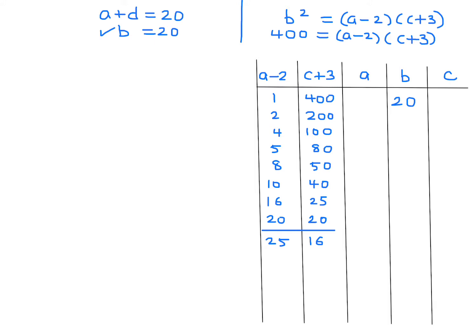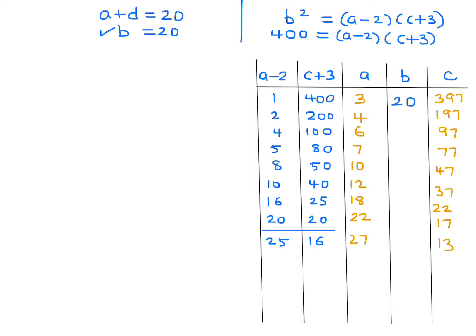We can start filling in these values. If A minus 2 is equal to 1, that means A is going to be 3. If C plus 3 is equal to 400, that means C is 397, right? So in a very similar way, we figure out all these values. Very quickly, we can do that. 6, 7, 10, 12, 18, and 22, and 27. And the corresponding values for C are 97, 77, 47, 37, 22, 17, and 13. Okay.